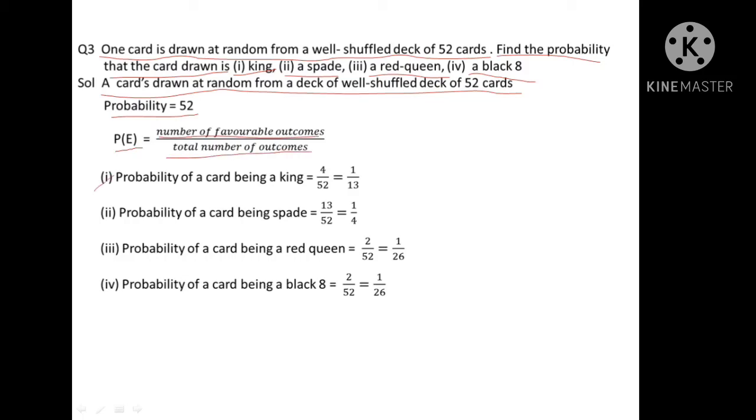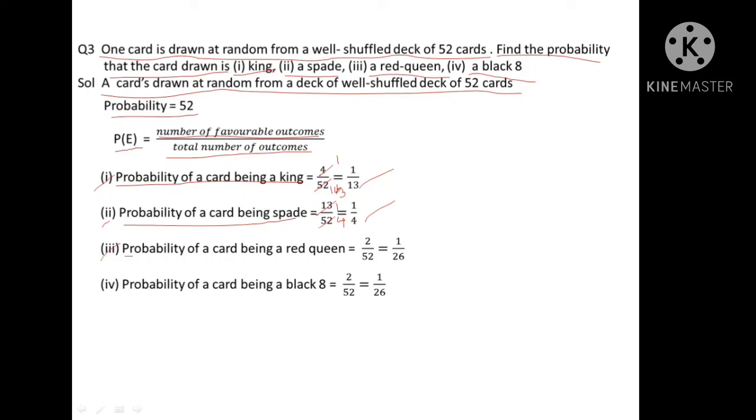Now the first part, probability of a card being a king is 4 upon 52. Now 4 and 52 can be cancelled by 4. 4 ones are 4, and 4 thirteens are 52. So the answer is 1 upon 13. So probability of a card being a king is 1 upon 13. The second one, probability of a card being a spade is 13 upon 52. So 13 ones are 13, and 13 fours are 52. So the probability of a card being a spade is 1 upon 4.